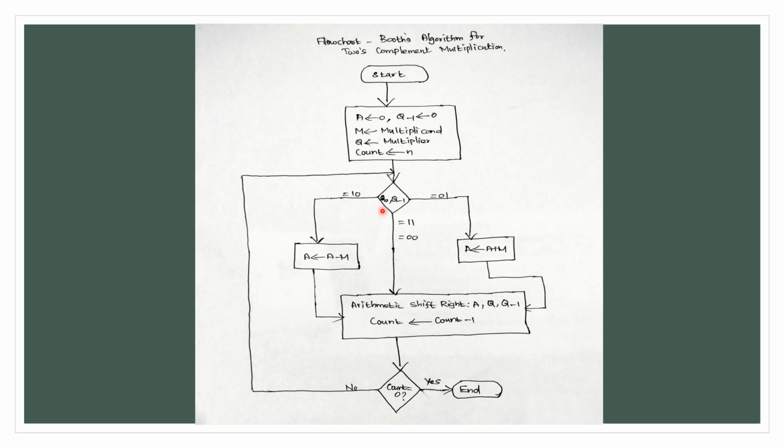Otherwise, if Q0 and Q minus 1 are both 1 or both 0, we perform an arithmetic shift right on the accumulator, Q and Q minus 1 registers, then decrement the count value. After that, we check whether the count value is 0. When the count value reaches 0, it is the end of the algorithm. Otherwise, again perform the same steps in an iterative manner.